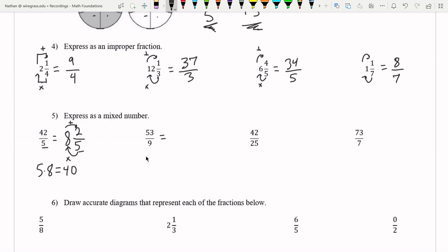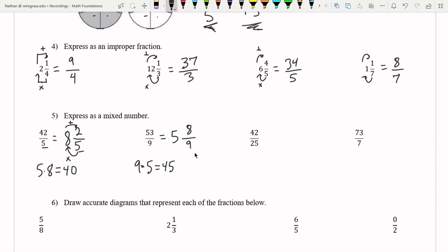Okay, 9 can go into 53 how many times? 9 times 4 is 36. I can go further. 9 times 5 is 45. 9 times 6, however, is 54. That's too high. So 9 times 5 is 45. So 9 can go into 53 5 times evenly. And then 53 minus 45 is 8. So we have 9 times 5 is 45, plus 8 is 53. So that checks out. Once again, I have the same denominator, and I can check to make sure my work is correct.